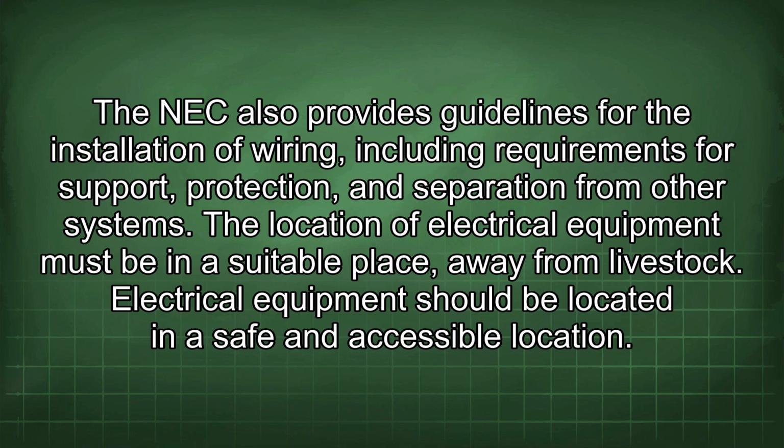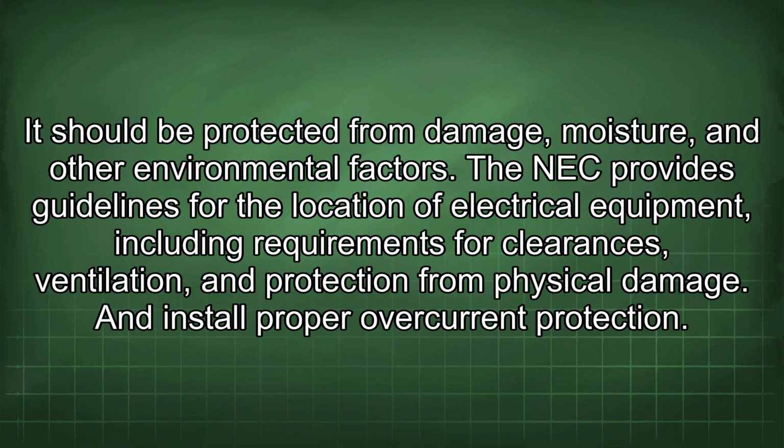The location of electrical equipment must be in a suitable place, away from livestock. Electrical equipment should be located in a safe and accessible location. It should be protected from damage, moisture, and other environmental factors. The NEC provides guidelines for the location of electrical equipment, including requirements for clearances, ventilation, and protection from physical damage, and install proper overcurrent protection.